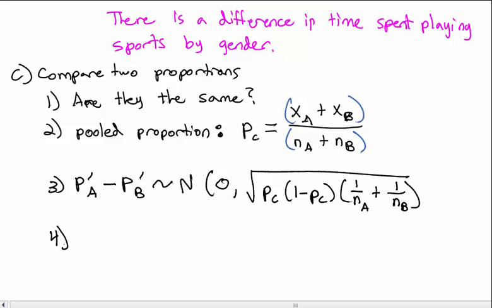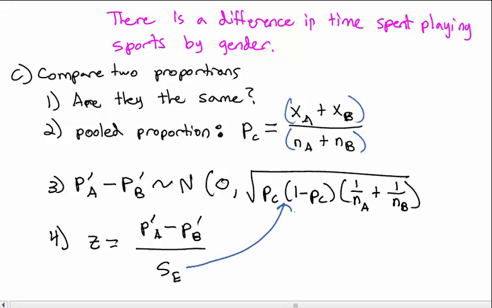And once we identify that, we can find our z-value. Our z-value says, what is the proportion difference between group A and group B? And what should it be? Well, if they're the same, it should be 0. So minus 0 over the standard error. And again, the standard error is what we just calculated in the second half of that big guy.